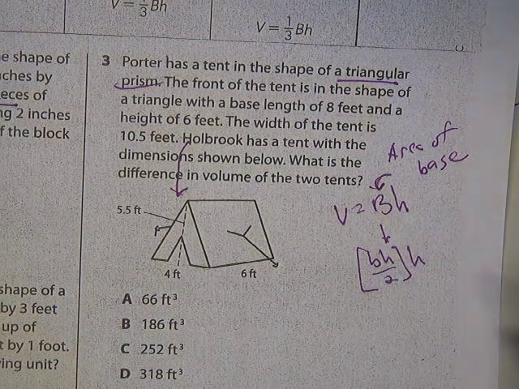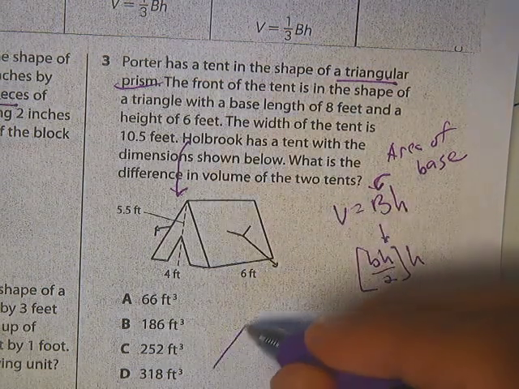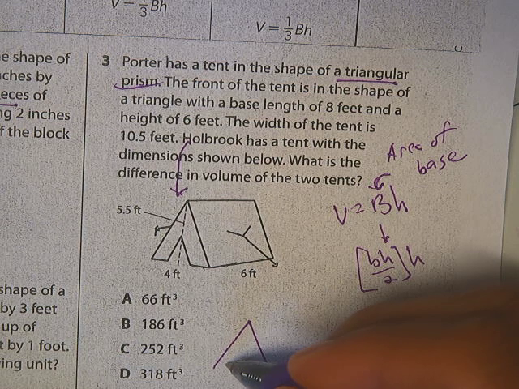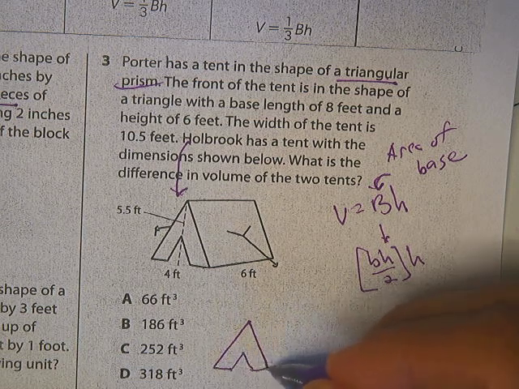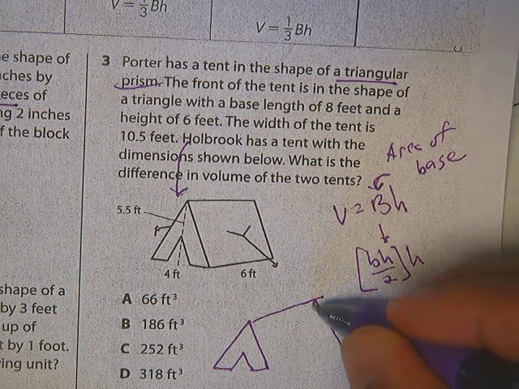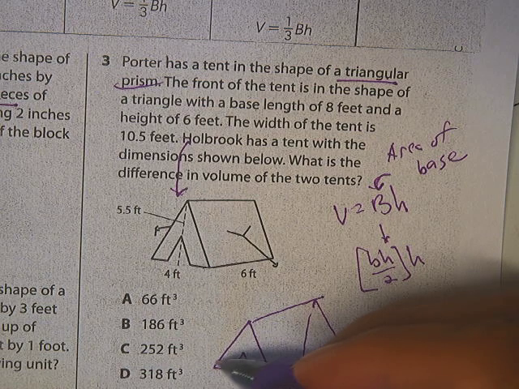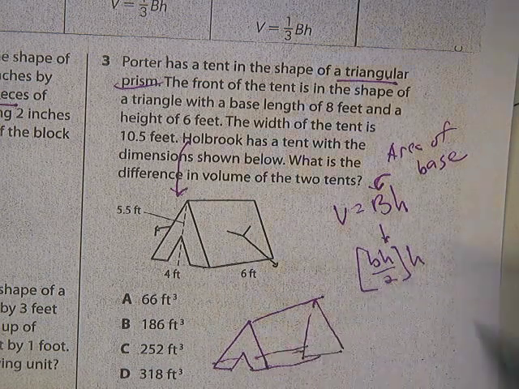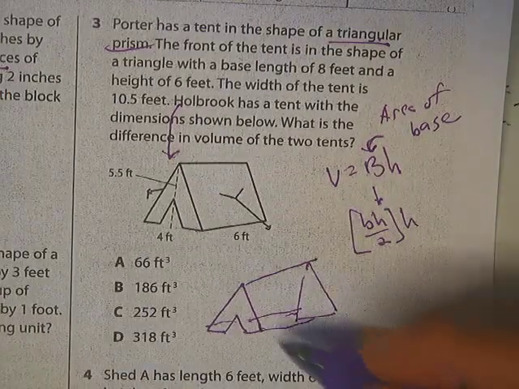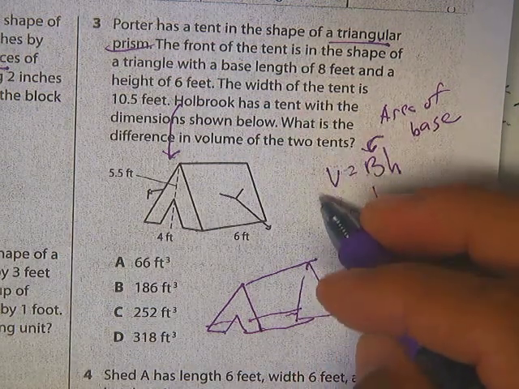And we need to find the front of the tent. Okay, so we need to find the Porter's tent. So Porter has a tent like this. So I'll draw Porter's as best as I can. Okay, and so we have another tent over here. And so I think there we have another, okay, kind of like that.